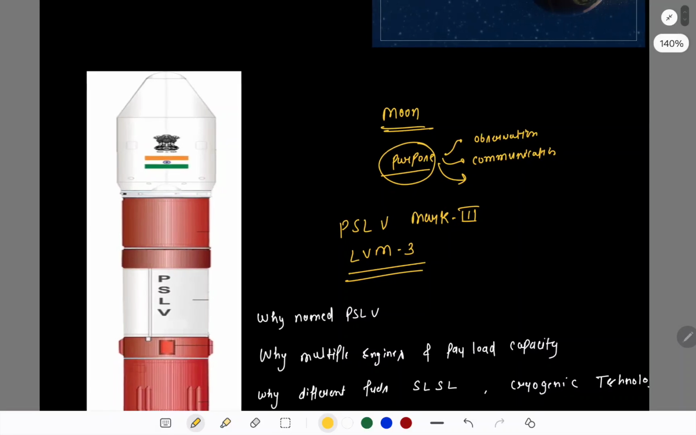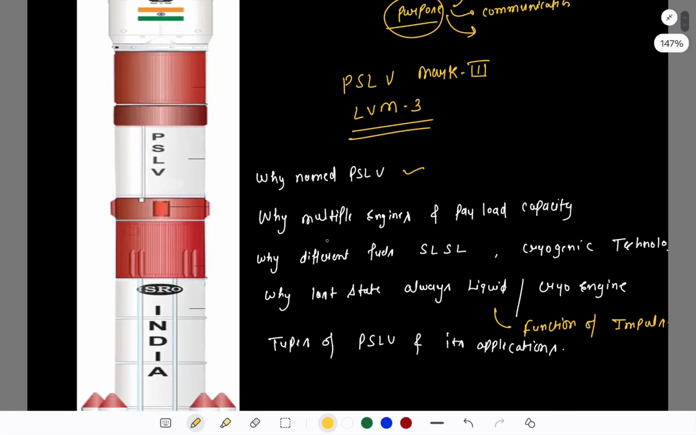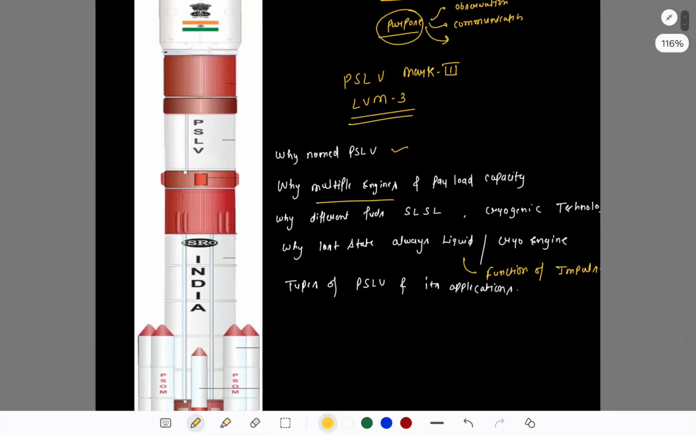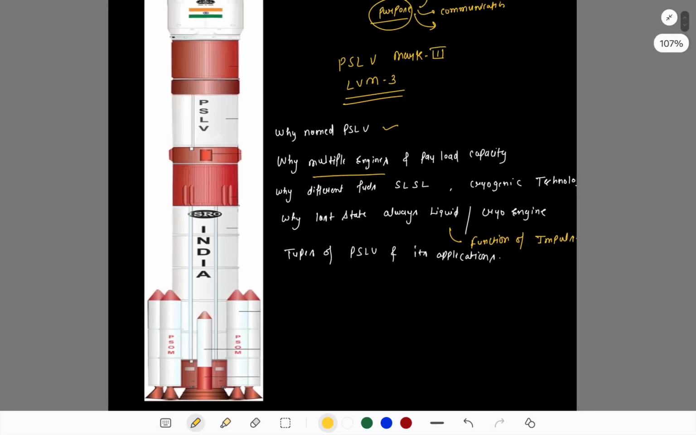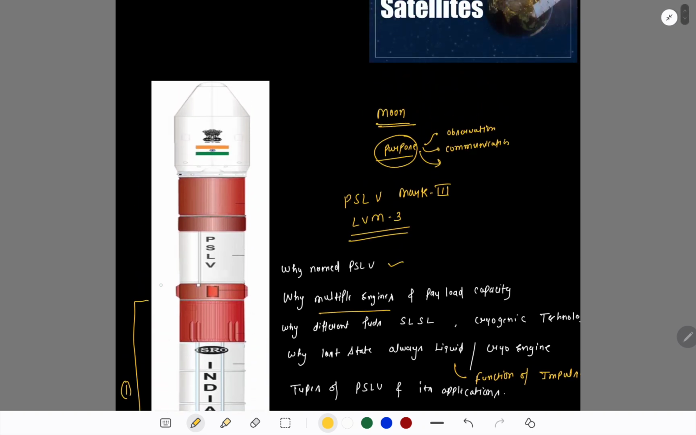In this video, I will talk about why these rockets are known as the PSLV, what the specific use of the PSLV is, and why we use it. Next is why the PSLV has multiple engines. If I show you the diagram, you can see there are four engines in the PSLV. This one is the first stage engine, next is the second stage engine, this is the third stage engine, and this one is the fourth stage engine. And this part here carries the satellite.